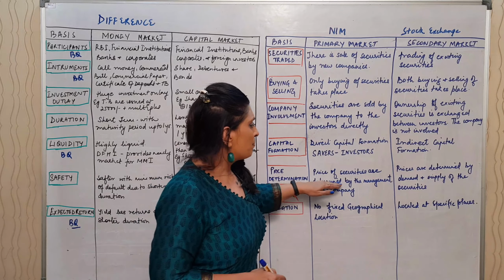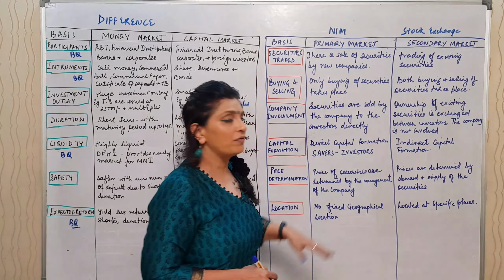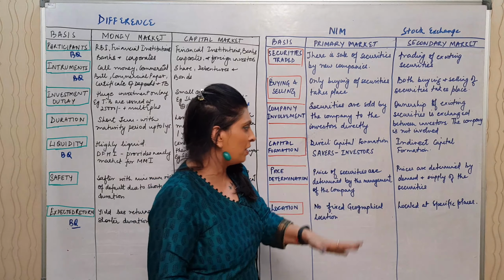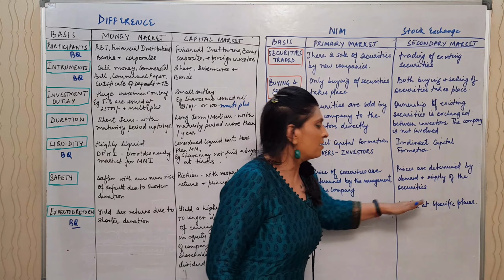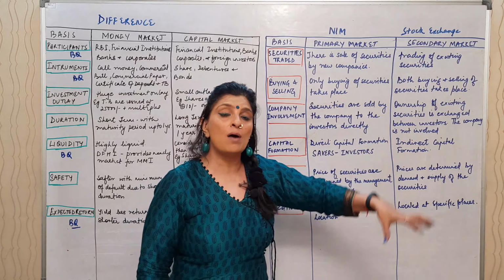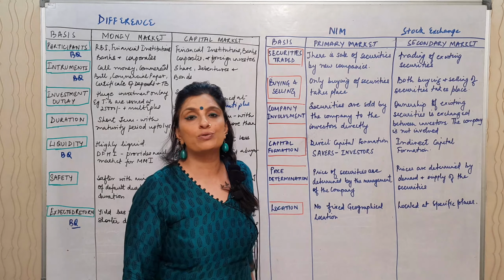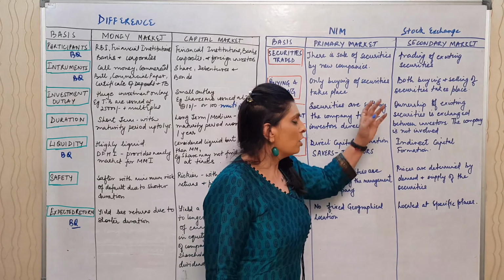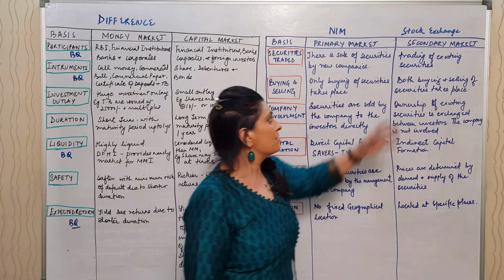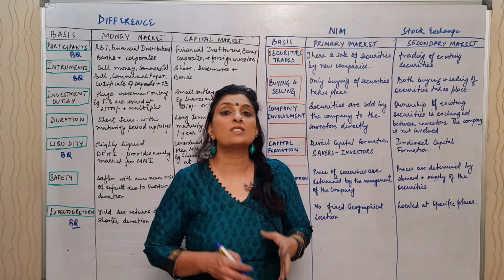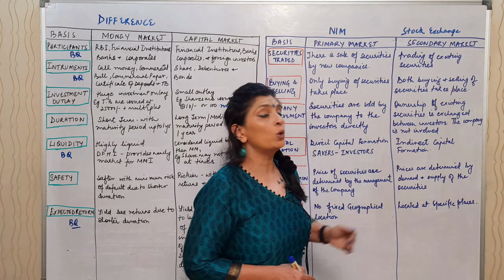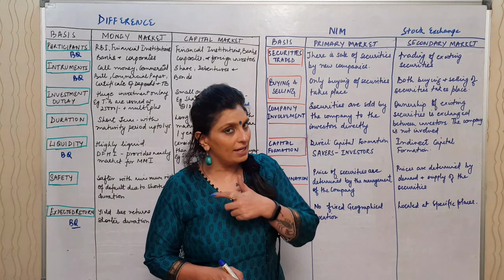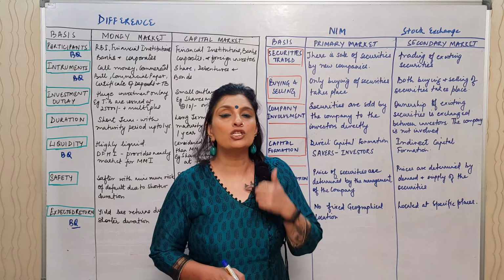Price determination. Price of securities is determined by the management of the company. They decide whether the share is going to be for 10 rupees or in multiples of 10, whichever way it is. In the secondary market, prices are determined by the demand and supply of the security. Whatever is the market value of the shares, that's what you deal in. Location: in the primary market there is no fixed geographic location, whereas the secondary market is located at specific places. Like we told you, there are 21 regional stock exchanges and 2 national, that is BSE and NSE, Bombay Stock Exchange and National Stock Exchange.